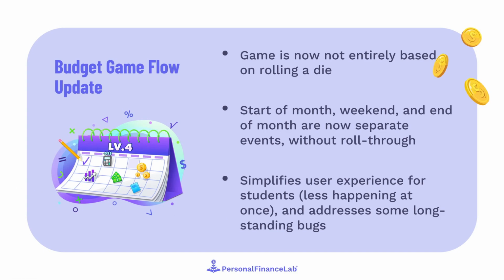First, the change to the budget game. So in the budgeting game, if you've played it before, the student rolls a die to move forward through time. What we did over the winter break is change it so the game is not entirely based on rolling the die. Starting the month, taking each weekend, and ending the month are now separate events, so you can't roll through those. We made this change for two reasons. One of them is that having too many events happening in one die roll was confusing for students, and it was introducing bugs.